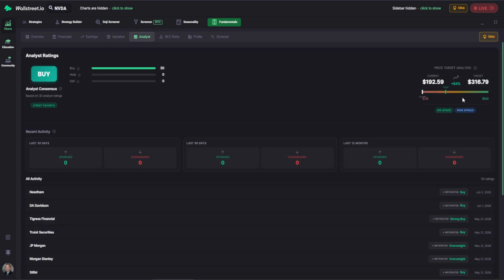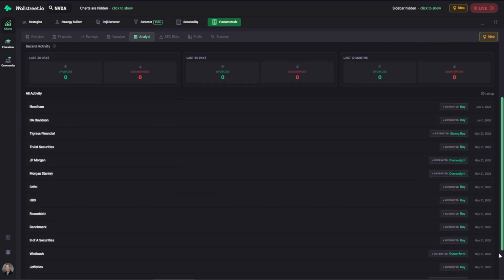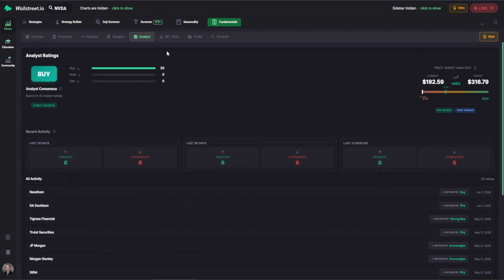Analyst recommendations, what's their price target? Big upside, 64%. That's the analyst opinion. And who is that? Their names are down here. You can see when they initiate a buy or sell down here. We have no sells, all buys.